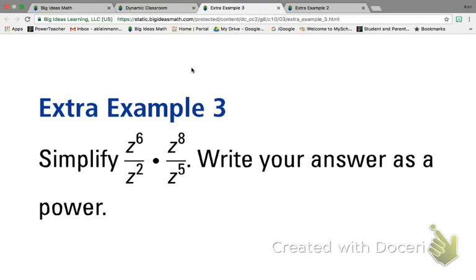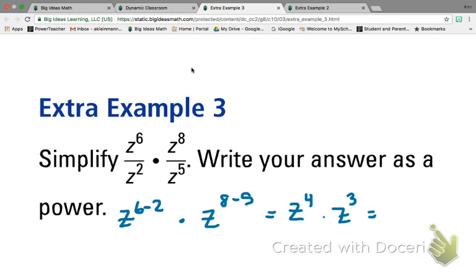To simplify, we would want to take, in the first fraction, the bases are the same. So z to the 6 minus 2 times, again, we're still working with z, but now it's set up as another fraction, so z to the 8 minus 5 would give us z to the 4th times z cubed. And if we do the final step using the product of powers property, we get z to the 4 plus 3, which would be equal to z to the 7th.